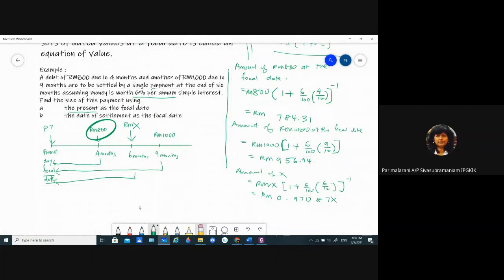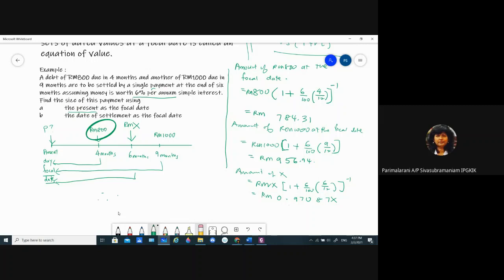Okay, so we have two payments: 800 ringgit at 4 months and 1,000 at 9 months. We combine these two to make X. So 800 ringgit is actually worth 784 ringgit and 31 cents at the focal date. 1,000 ringgit is worth 956 ringgit and 94 cents at the focal date. X is worth 0.97087X. So now, because we're going to pay these two together, we can add both.